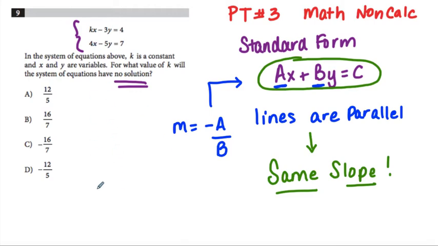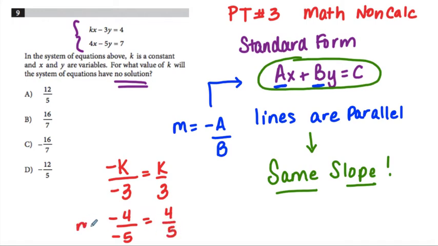So in the first equation, I had negative k, because that's the a, over b, which is negative 3, and I simplified that to k over 3. In the second equation, I did negative a over b, which gave me negative 4 over negative 5, which was 4/5. So the slope of the first equation is k over 3. The slope of the second equation is 4 over 5.